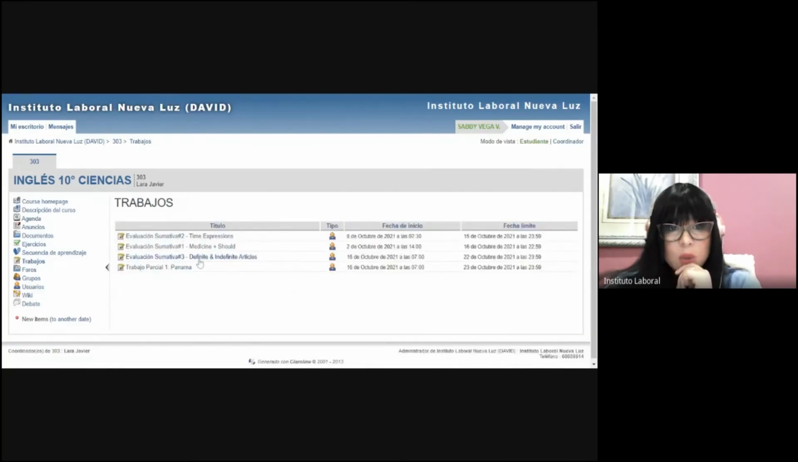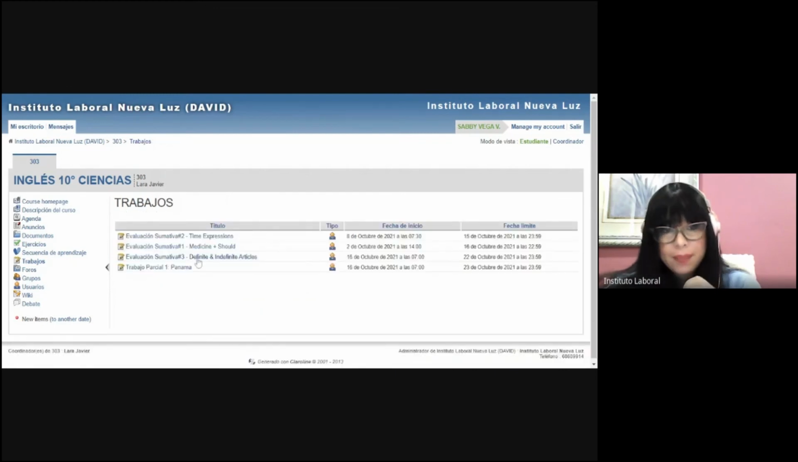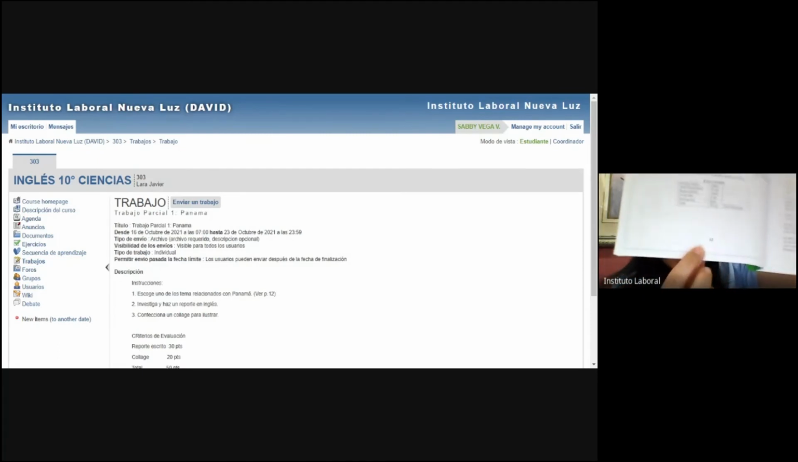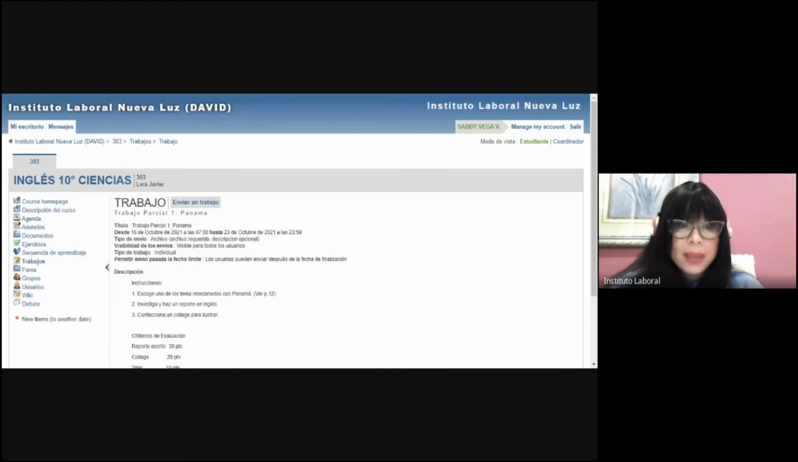La sumativa 3 la acabamos de desarrollar aquí mismo en clase, que es el de articles. Y ahora vamos a conversar sobre el trabajo de midterm exam, el trabajo parcial. Sí. Vamos a hablar de la página número 12 en su módulo de inglés, page number 12. Escoge uno de los temas relacionados con Panamá de la página 12. ¿Ok? El midterm exam o el trabajo parcial número 1 es acerca de Panamá.